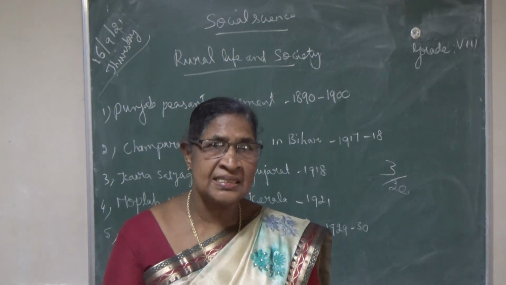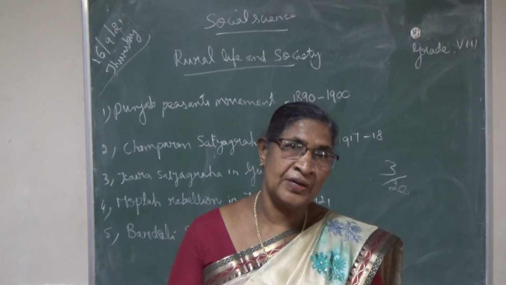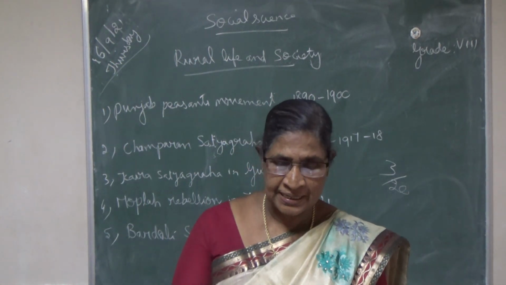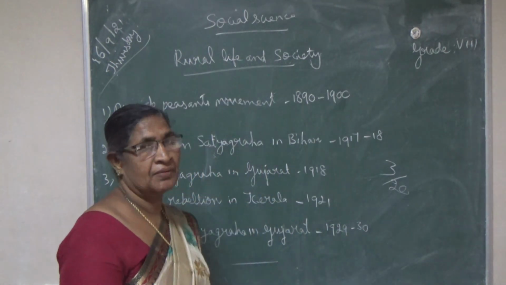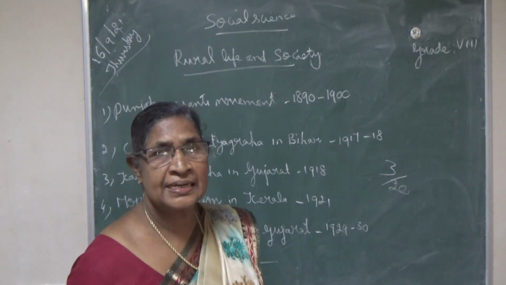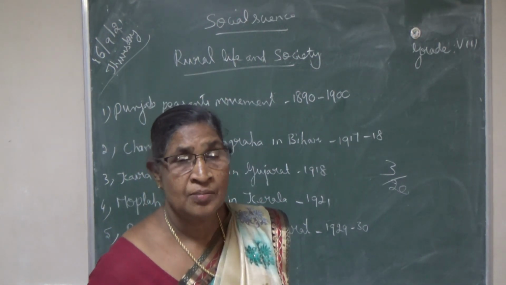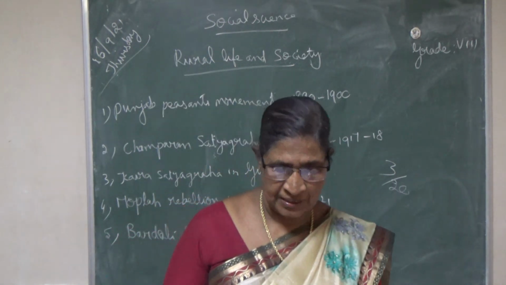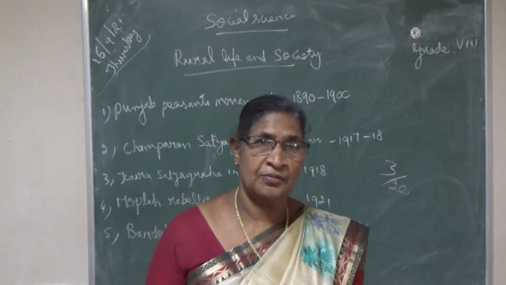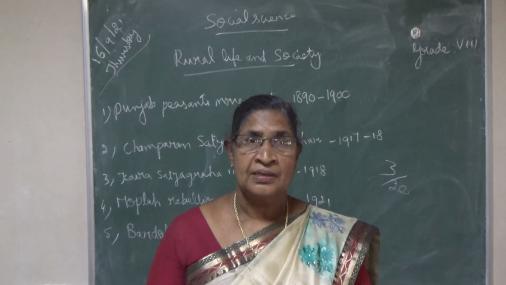However, all the land was returned to them when the Congress came to power in 1937. During the period 1937, when the Congress started to rule our country, they turned the land over to the peasants. Okay, this is all about this revolt. Our peasants' revolts, we have completed. Okay, thank you.